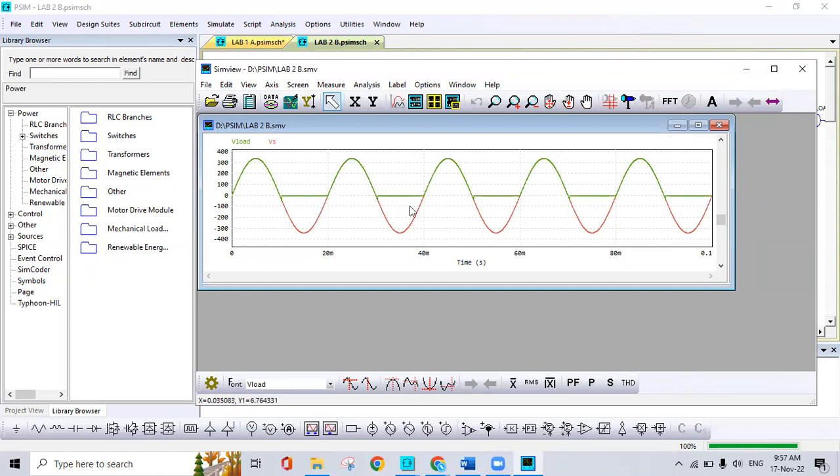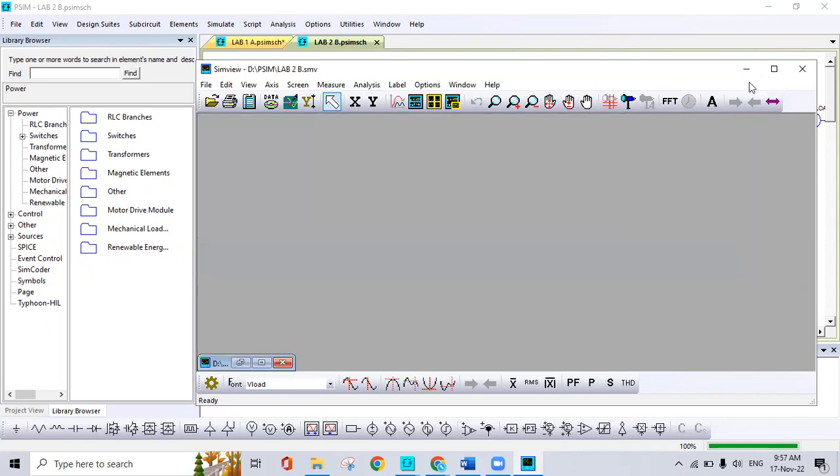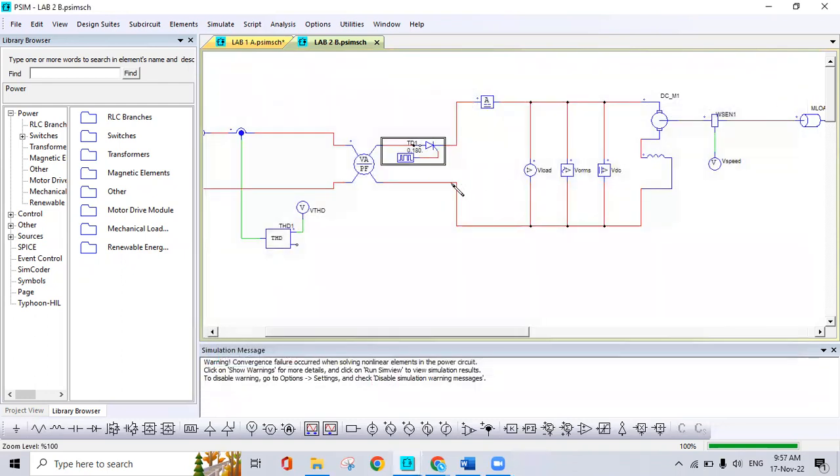It's blocked. See? So we can see that the SCR only allows the positive cycles to enter as output. Why? Because we know that an SCR is similar to a diode, which only allows forward bias current to pass.